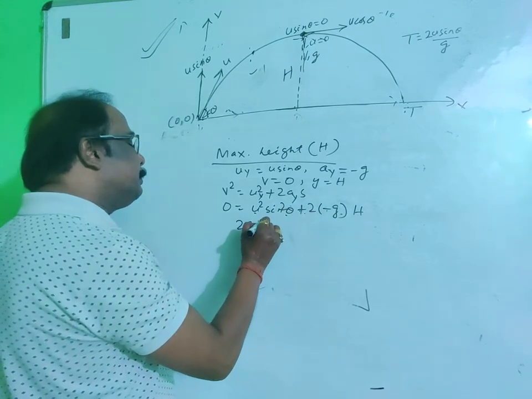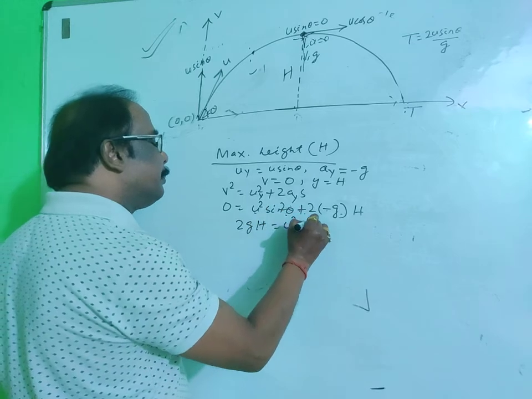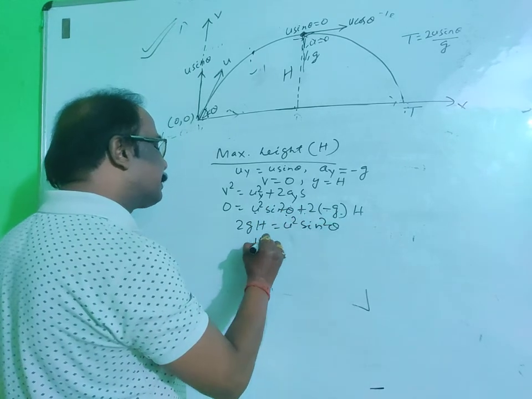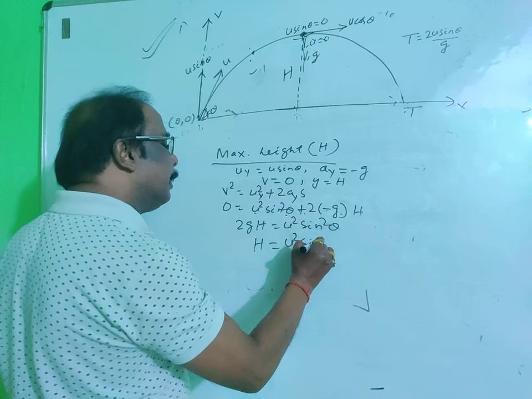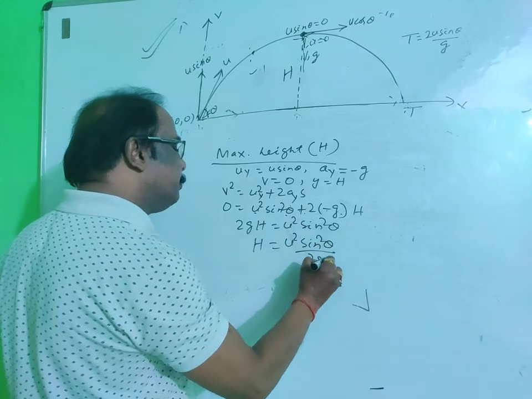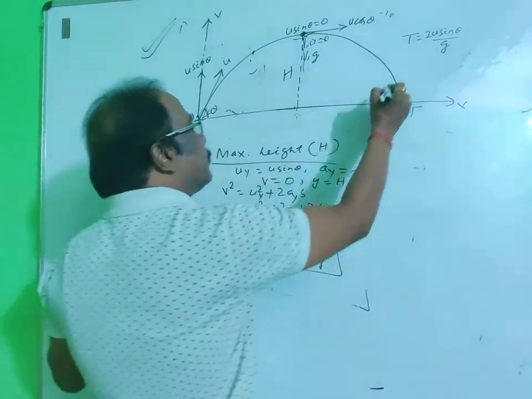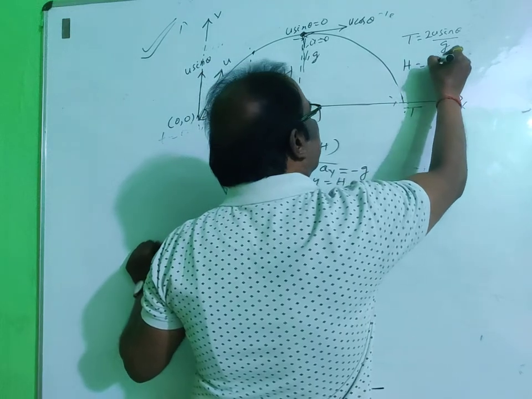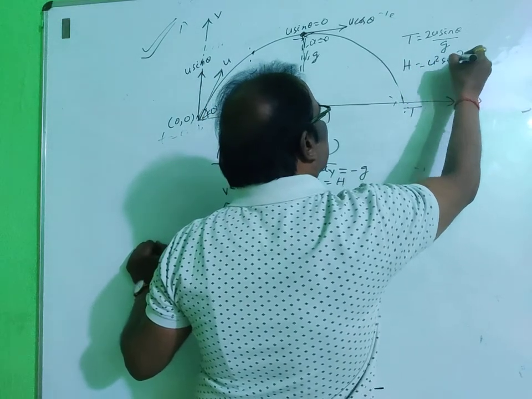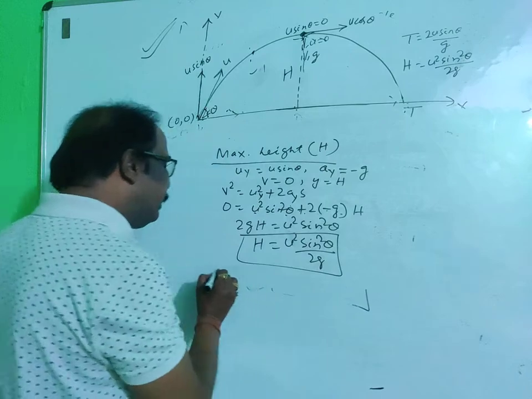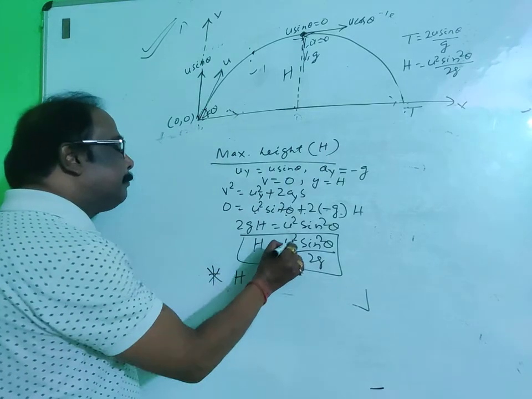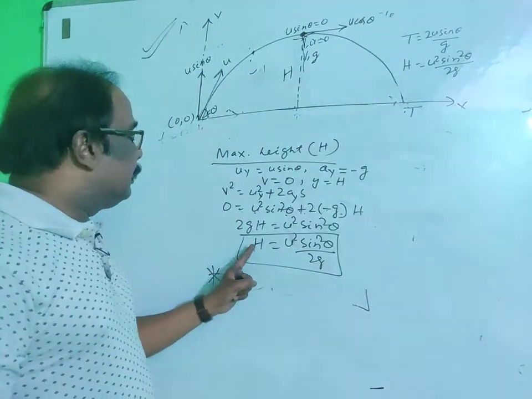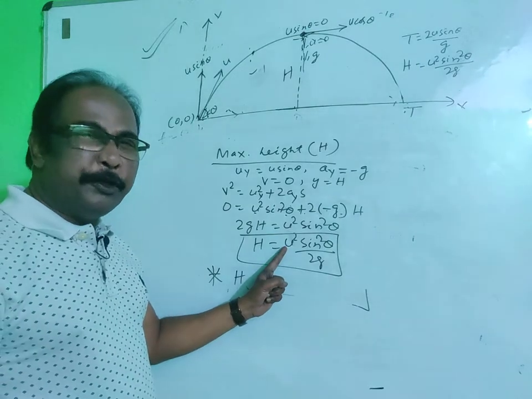So 2gh is equal to u square sin square theta. So maximum height is u square sin square theta by 2g. This is your formula: maximum height is u square sin square theta by 2g. You see here, maximum height. What can be done to increase maximum height? You can increase u.